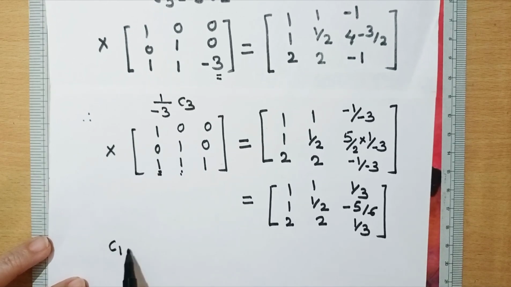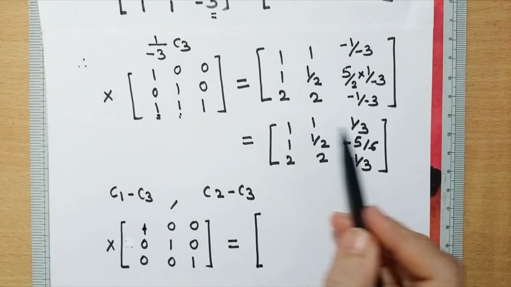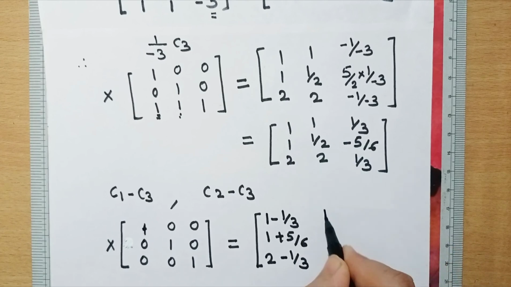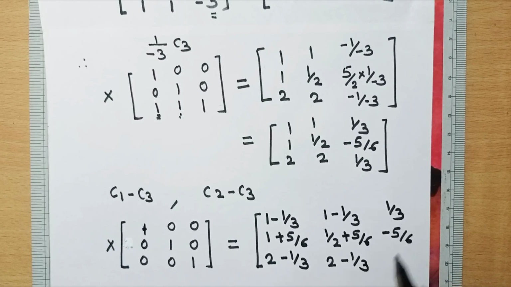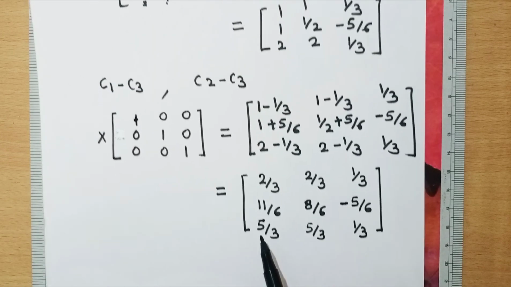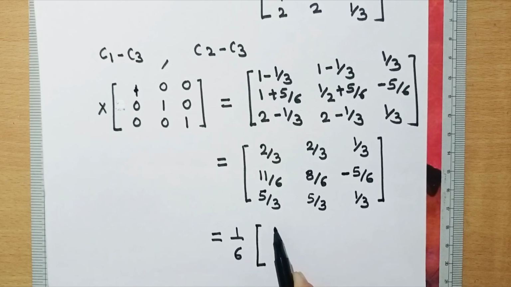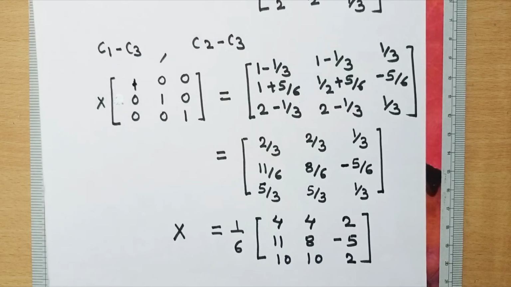So we will perform C1 minus C3 also and C2 minus C3 also. So we have, now C1 minus C3 gives 1 minus 1 upon 3, 1 plus 5 by 6. C2 minus C3 gives 1 minus 1 upon 3, and this column as it is. And simplify this. So we have, and after taking 1 upon 6 common, so we have 2 to the 10, this is 2. This is our required matrix X.